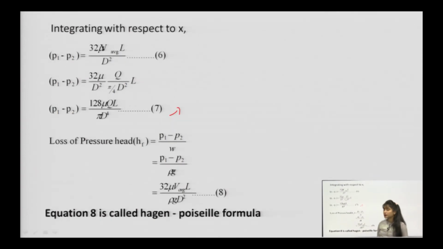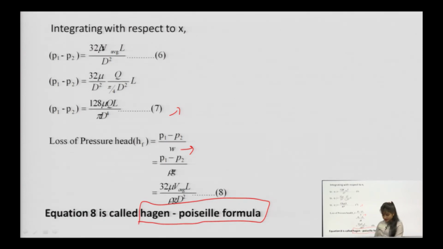Now, we also need to calculate the loss of pressure head. When the term head comes, it means pressure per unit specific weight. So pressure divided by specific weight, and specific weight is nothing but rho g. Substituting rho g, you get the final equation for the pressure drop after traveling a distance from one section to another: 32 mu V average L upon rho g d square. This equation is known as the Hagen-Poiseuille equation or Hagen-Poiseuille formula.